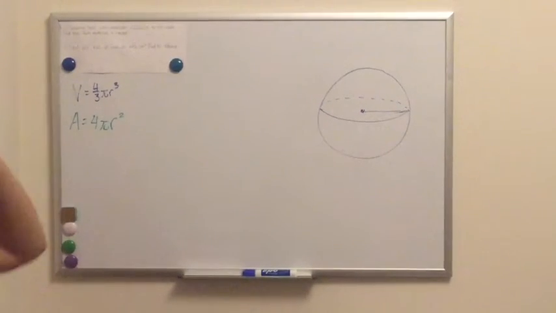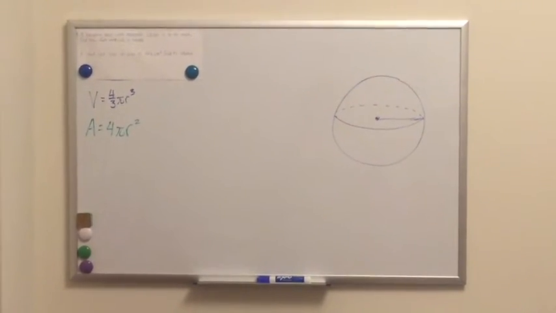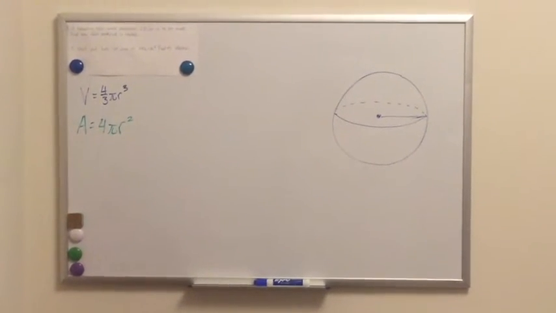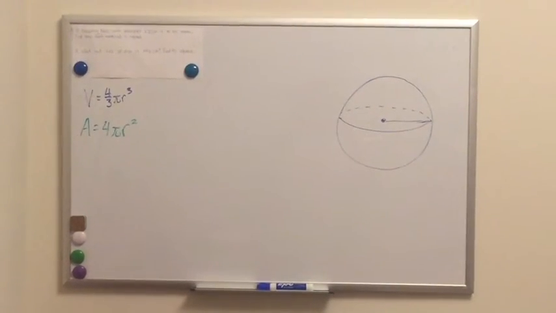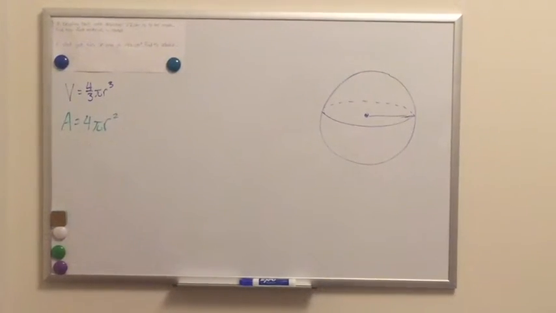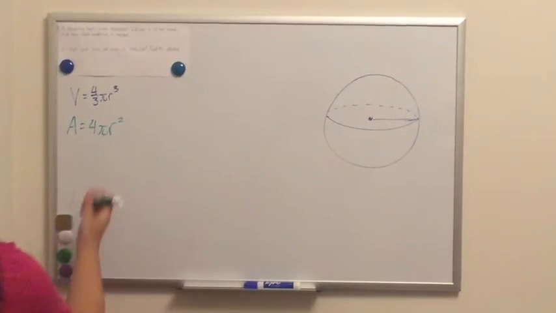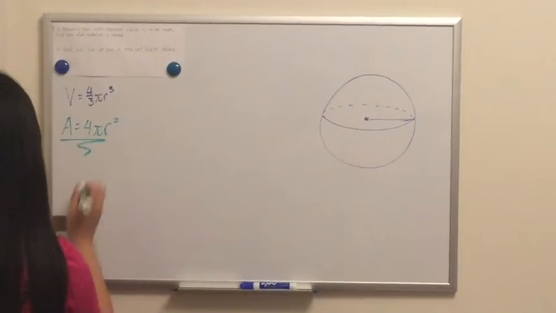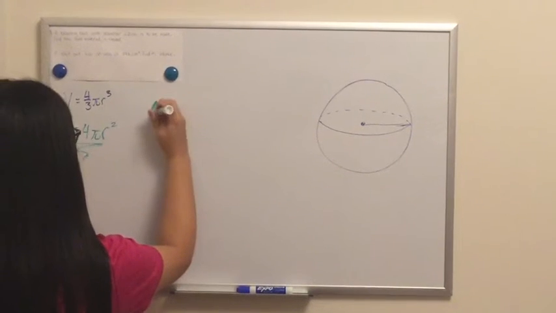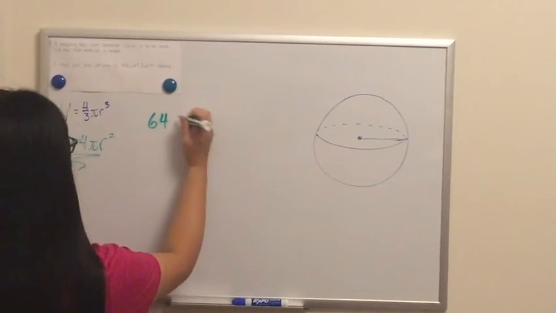The formula for the volume of a sphere can be used to find the volume of different balls. For example, a shot put has an area of 64 pi centimeters squared. Find its volume. So the formula for the area is 4 pi r squared. So we can apply that here in order to find your radius.